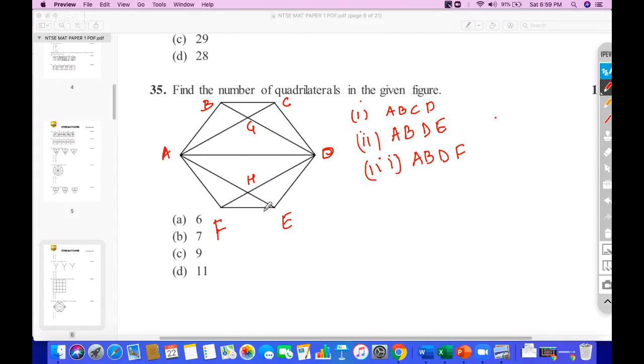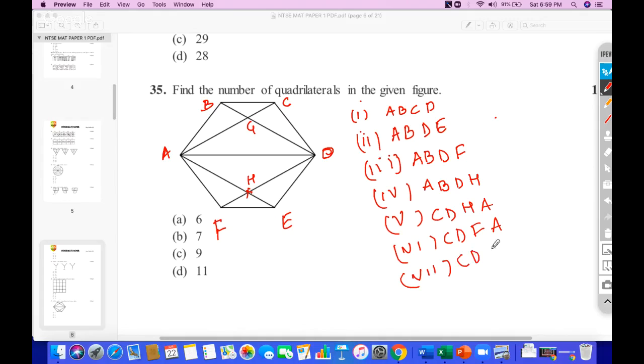Now with DF, why not ABDH? Because it stops here only. So in between only. So ABDH in place of F. Now with A and B, I have covered everything. Let me move here. So I have CDHA and CDFA. So CDHA, CDFA, and CDEA. So I have three here: CDHA, CDFA, and CDEA.